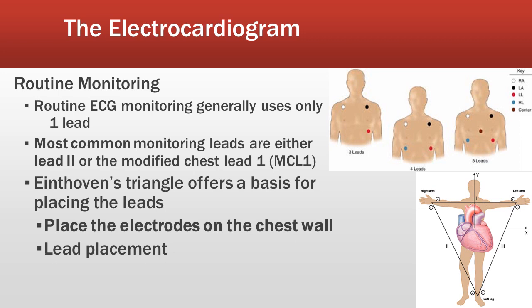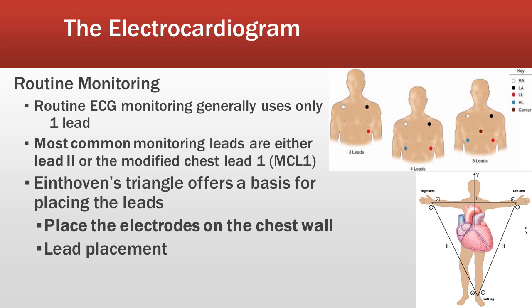Please see the picture of 3 leads. You have the white lead, the black lead, and the red lead. White goes on the right shoulder, the black goes on the left shoulder, and the red goes lower underneath the black. You can remember those placements by salt, pepper, ketchup: right, left, and below the left for those leads.